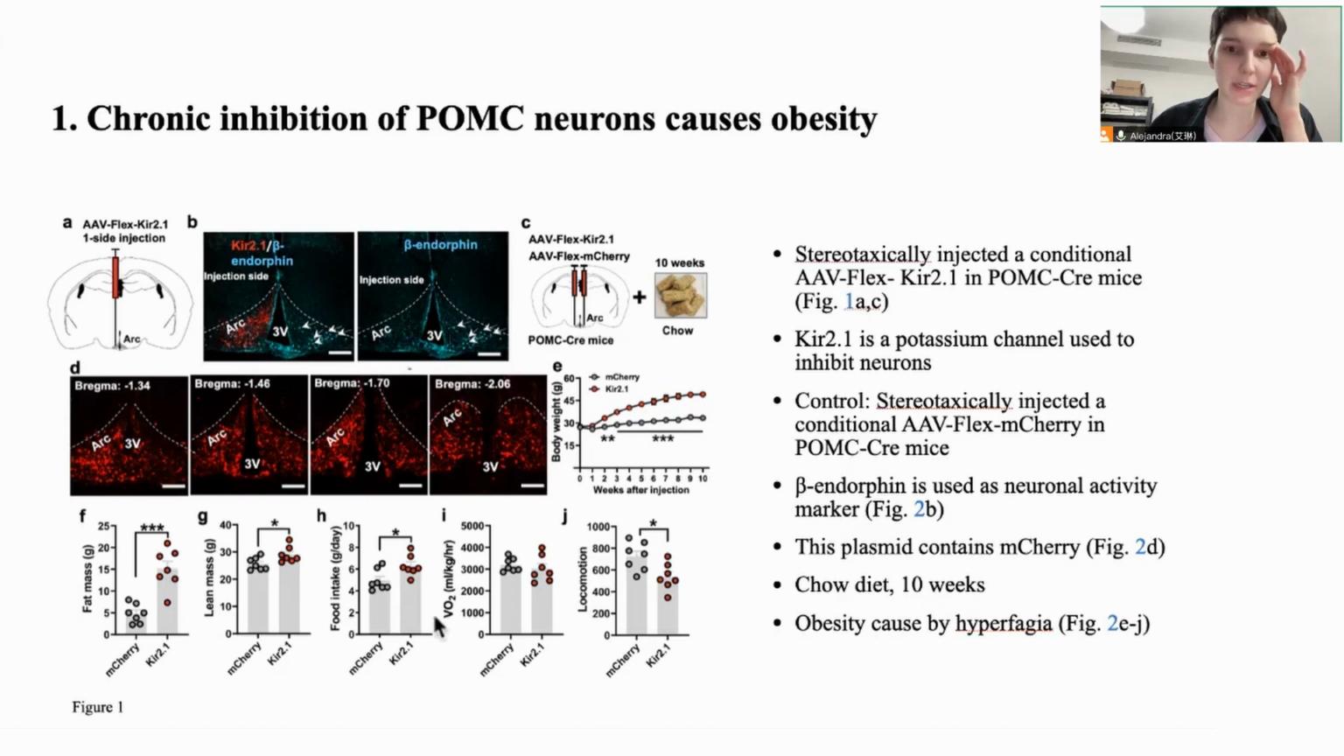Then, for the in vivo part, after 10 weeks of chow diet, they found an obesity phenotype, expressed in body weight, and mainly caused by hyperphagia, which we can see in the food intake. In other words, they get fatter because they eat more.